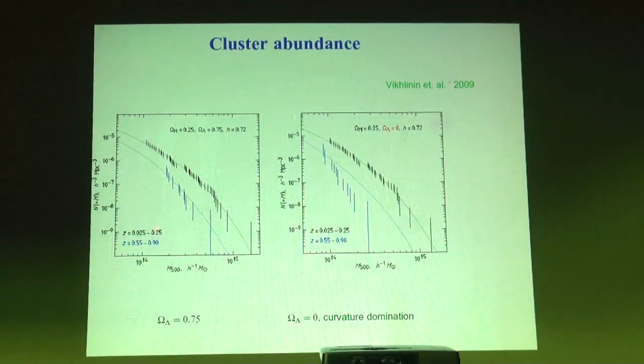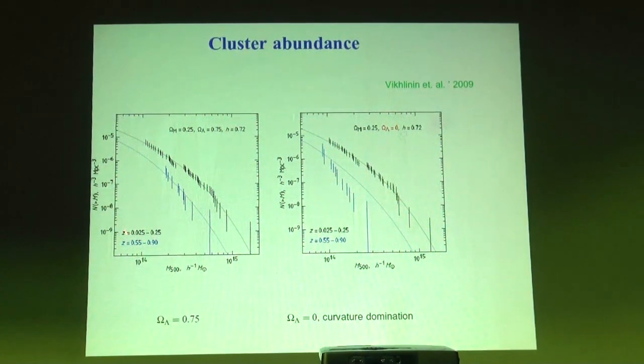This is the cluster count at present, the number of clusters as a function of their mass. Here is the mass in units of solar masses, essentially. These are big clusters, like 10 to the 15 solar masses. These are big, big clusters of galaxies. And they get formed very recently, today, essentially.